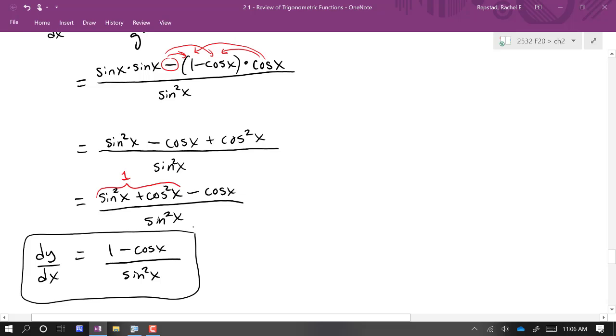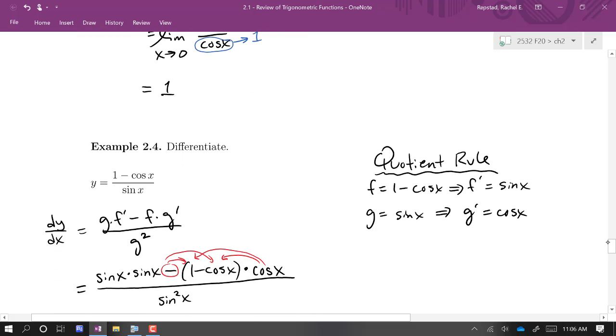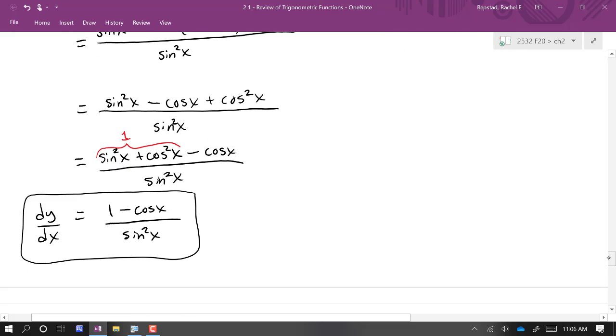It might be worth observing here that the derivative is actually really similar to the original function. Our original function was 1 minus cosine x over sine x, and the only difference in the derivative is that we're squaring that sine function. It's kind of interesting.